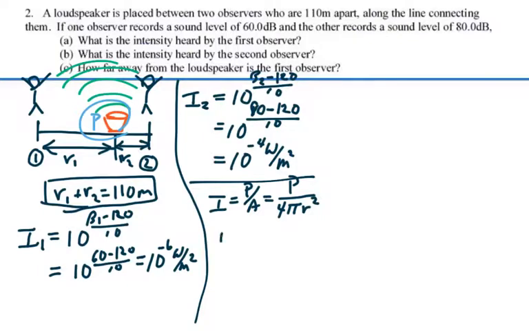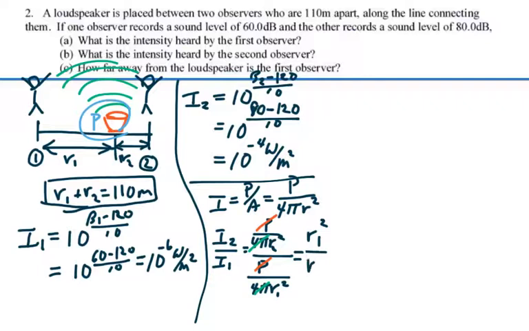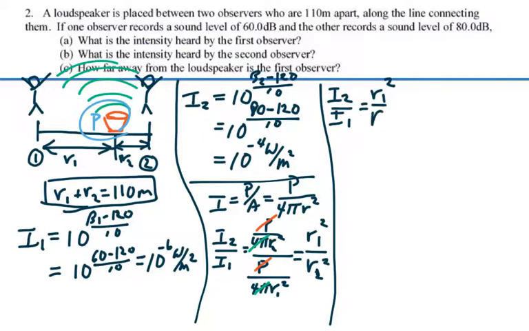So the ratio of intensity 2 to intensity 1 is going to equal the power of the source over 4 pi r2 squared, over the power of the source over 4 pi r1 squared. And the powers cancel out. So do the 1 over 4 pi's. And so this is equal to r1 squared over r2 squared.